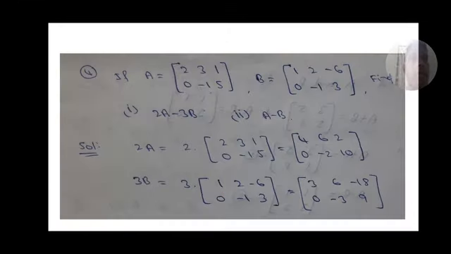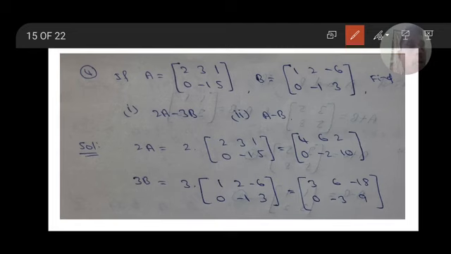Next one, fourth problem. If A equals the matrix 2, 3, 1, 0, minus 1, 5 and B equals 1, 2, minus 6, 0, minus 1, 3, both 2 by 3 matrices, then find 2A minus 3B and A minus B. What is 2A? Every element is multiplied with 2, that means 4, 6, 2, 0, minus 2, 10.